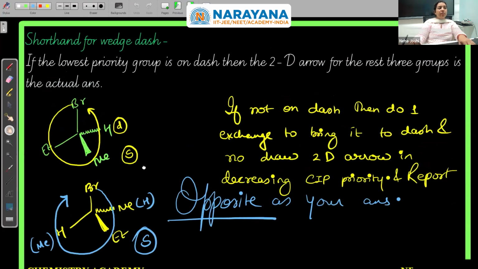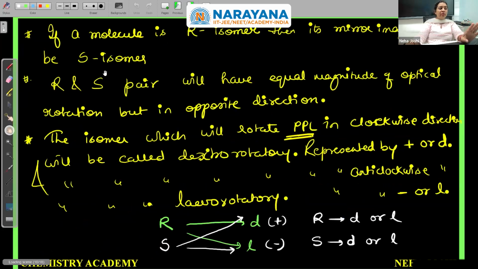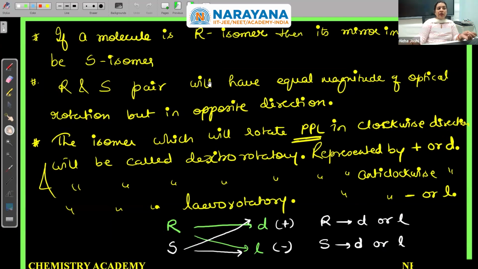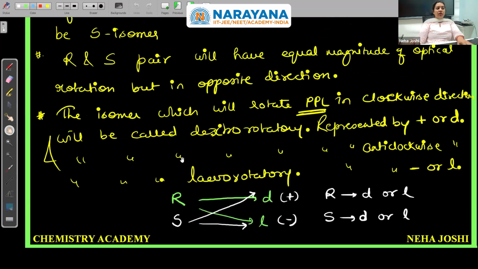If a molecule is the R isomer, then its mirror image will always be the S isomer, provided it has only one chiral center. The R and S pair will have equal magnitude of optical rotation, but in opposite direction. The isomer which will rotate plane polarized light clockwise is called dextrorotatory, represented by plus or D, and the one which will rotate it anti-clockwise is called levorotatory, represented by minus or L.